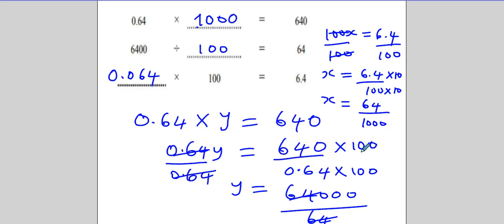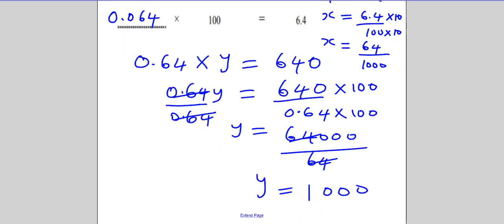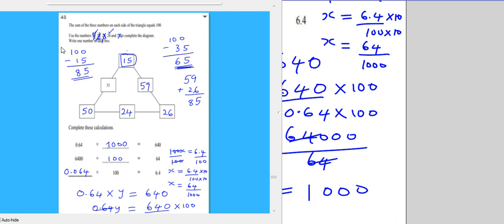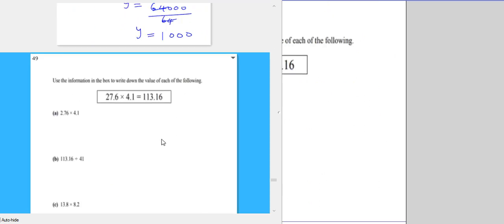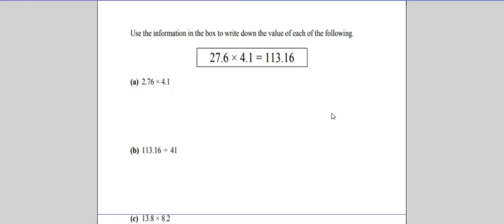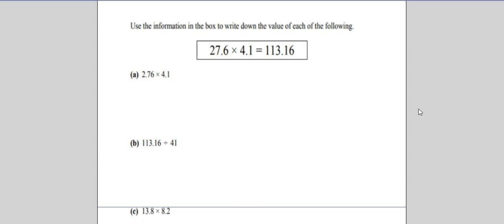And you can check that using a calculator. 0.064. We don't have any other question remaining. Let us push to the next question over here. Okay, how much time have we gone? Okay, still we have some more time.